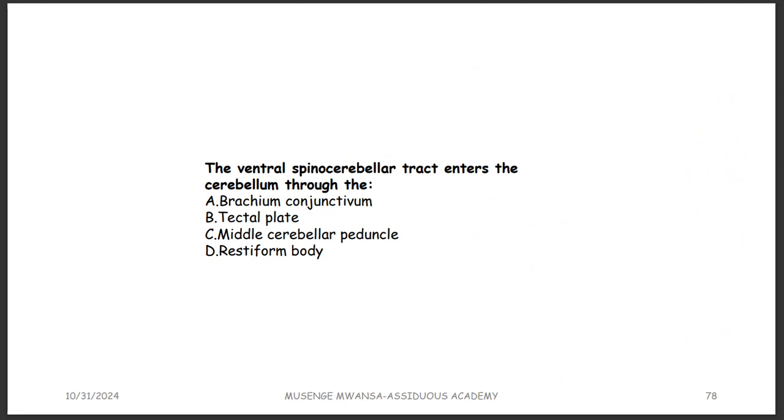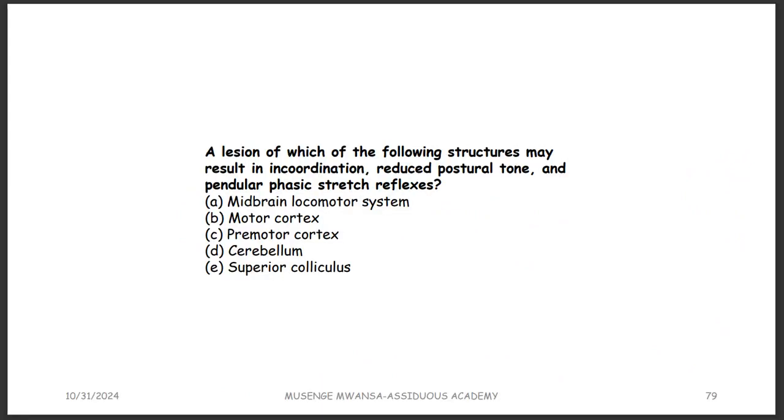Yeah, brachium conjunctivum. So you see, I've just swatted the superior cerebellar peduncle. A lesion of which of the following structures may result in incoordination, reduced posterior tone, and pendular phase stretch reflexes? Locomotor system, motor cortex, premotor cortex, cerebellum, superior colliculus. Yeah, it's the cerebellum, right? Of all those, even the symptoms we're reading, like the pendular reflexes.